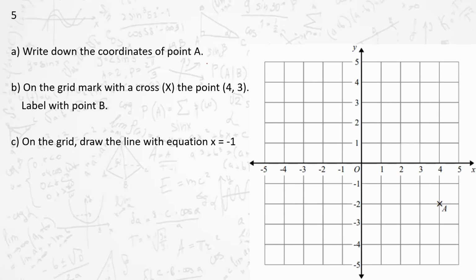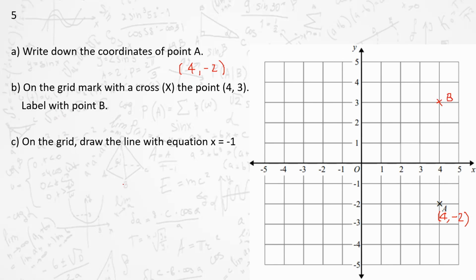Question 5. Write down the coordinates of point A. So A is here. My x is 4, my y is minus 2. So my answer is 4, minus 2. On the grid, mark with a cross x the point 4, 3, and label it point B. X equals 4, y equals 3, so go up 3. That will be my point B.